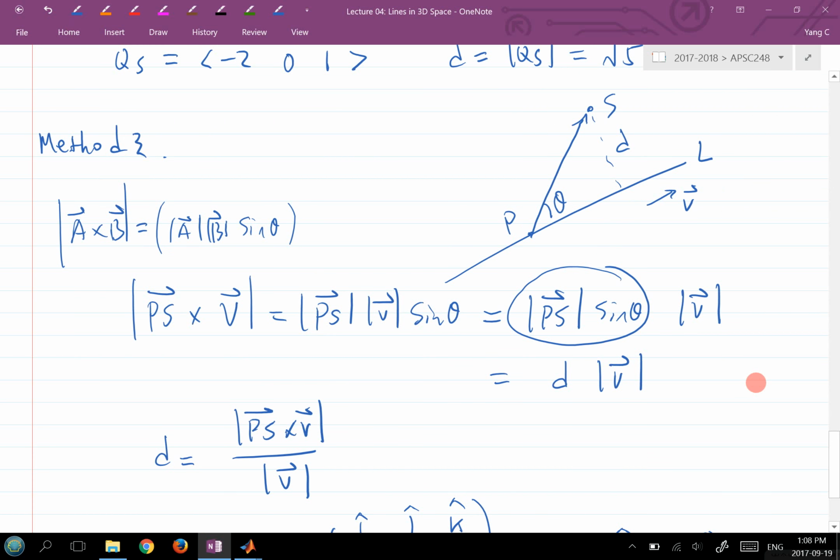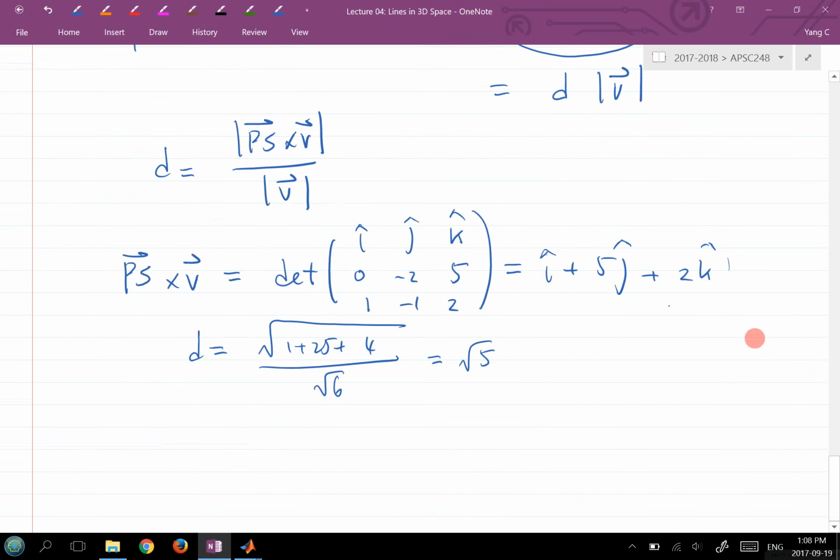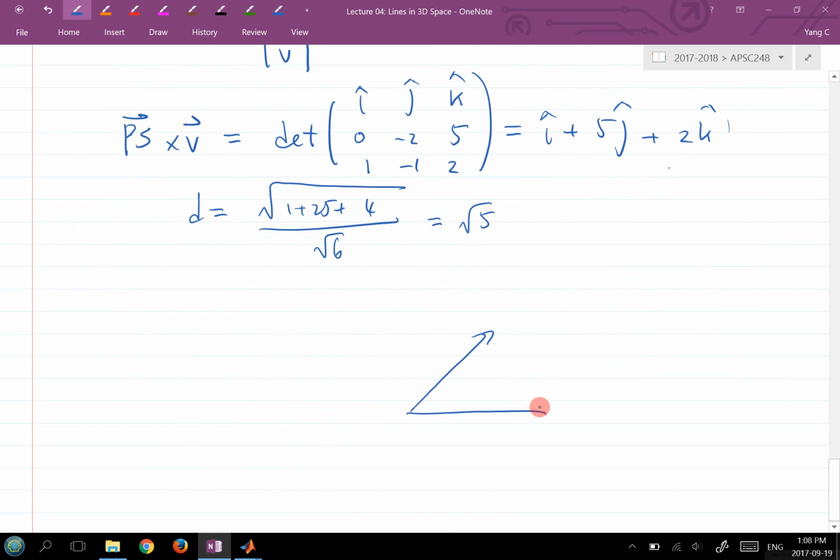If you recall, when we did the review here, if we have 2 vectors, what is the area of the parallelogram formed by the 2 vectors? Do you remember that? Area equals what? Cross product, which is this, right? So the norm or the length of the cross product is the area of the parallelogram, right?